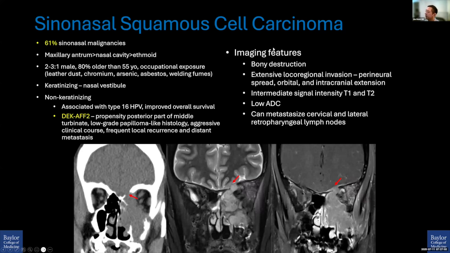So, imaging features of squamous cell carcinoma: bony destruction, extensive local regional invasion with perineural spread, orbital and intracranial invasion, intermediate signal intensity on T1 and T2, and low ADC because it can be highly cellular. It can metastasize to cervical and lateral retropharyngeal lymph nodes. And this is the case I've already shown previously, the left sinonasal carcinoma, and this has the local regional invasion, intracranial dural invasion.